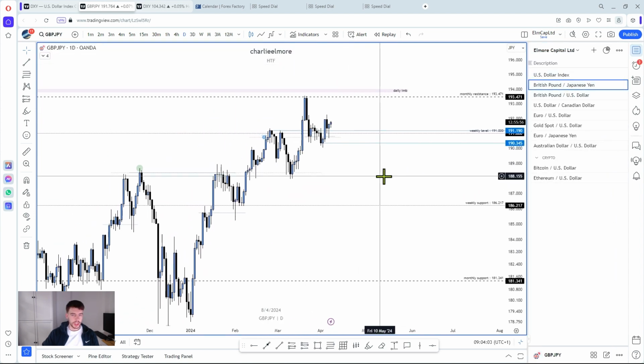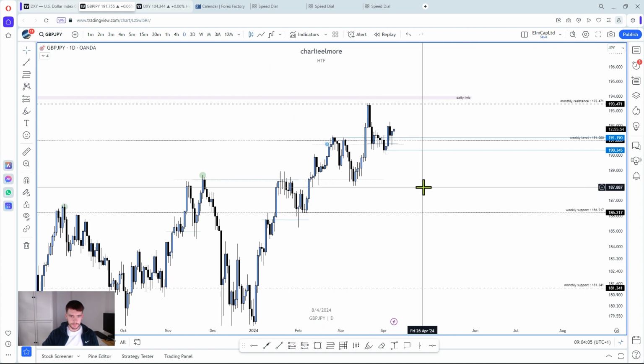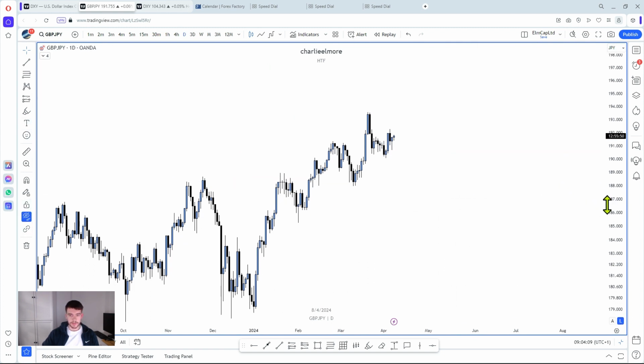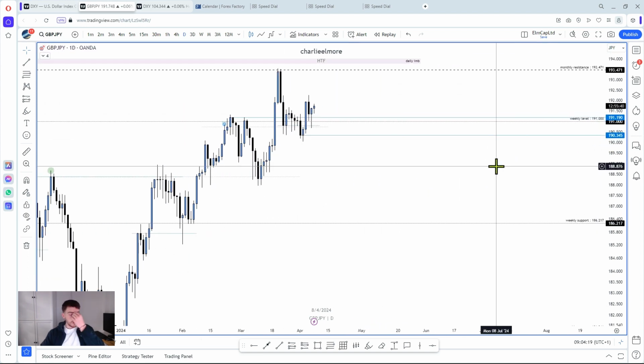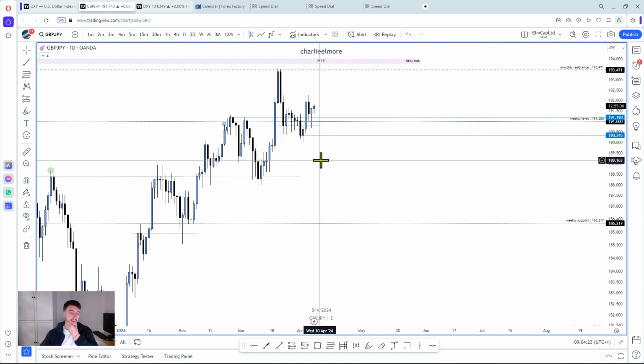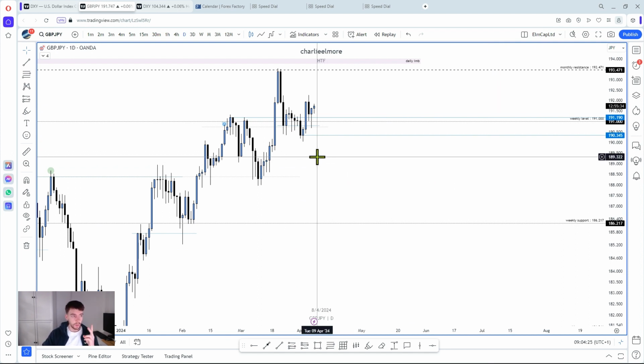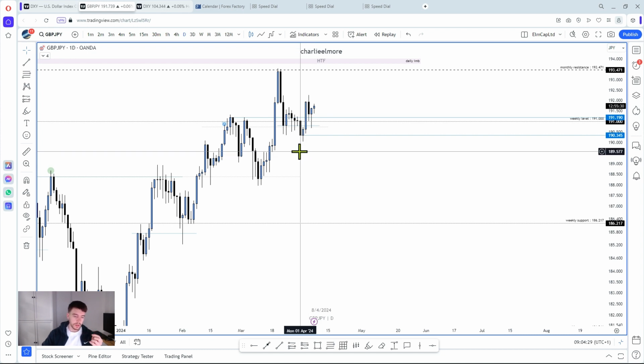Okay, so GJ, pound yen. Just remove the drawings a moment. Obviously, we know that we're still bullish, creating the higher highs, higher lows on the daily time frame. Just nice and simple. Obviously, it's Monday now. On Friday, I sent out 2 trades, one being pound yen, one being pound dollar. Both were longs.